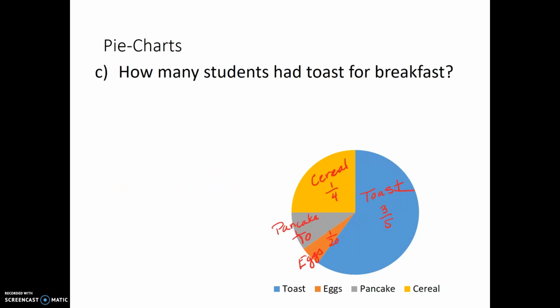My next question asks how many students had toast for breakfast. Well, we know that 3/5 of the students had toast, and my total, remember, was 40 students. So we need to find 3/5 of 40 for that answer, which is 24.